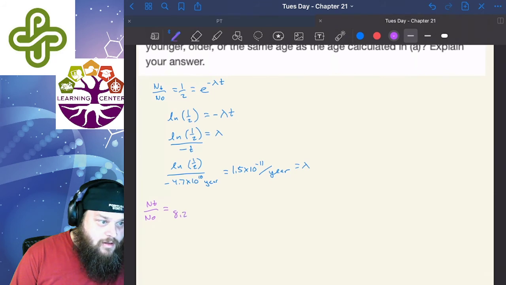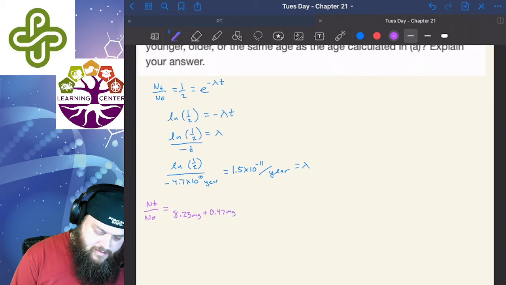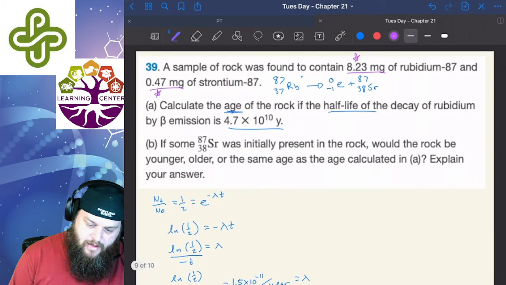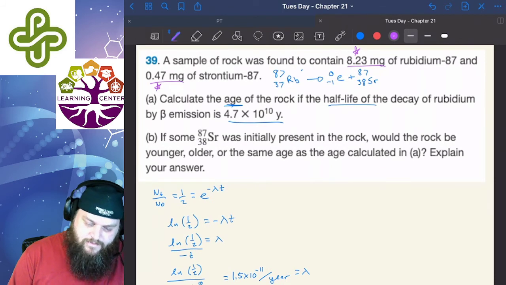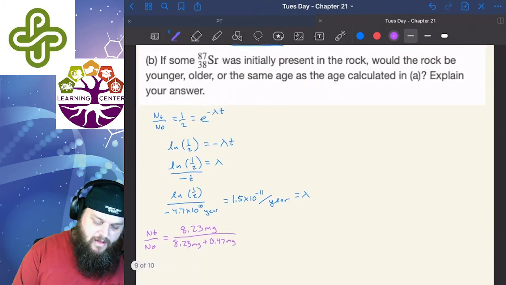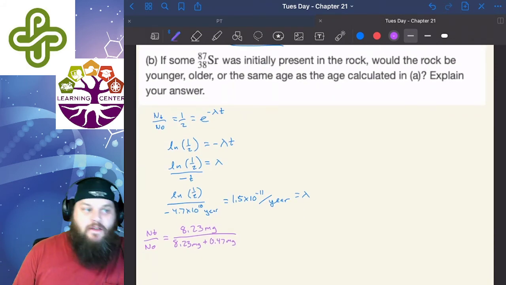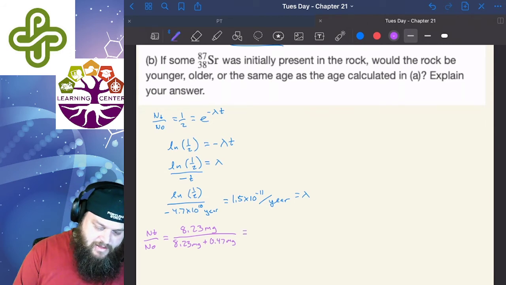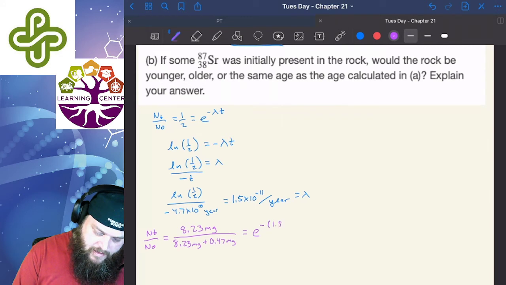So 8.23 milligrams plus 0.47 milligrams, divided by 8.23 milligrams, because that's how much rubidium is left in there. That's how much is remaining still, essentially. So you have the remaining amount divided by the initial amount, which needs to equal e to the negative lambda t. And we know what lambda is, so I'll put that in here, 1.5 times 10 to the negative 11 times t.